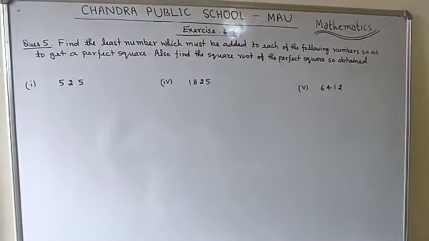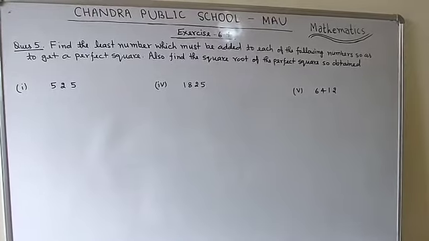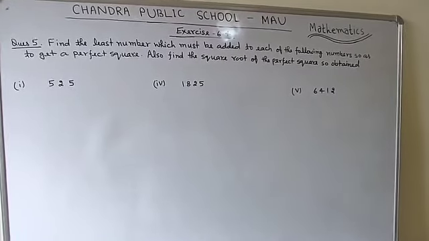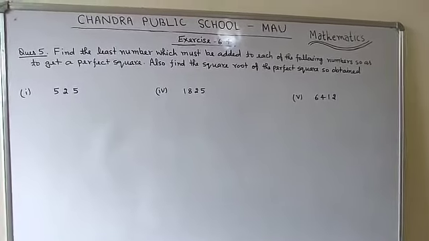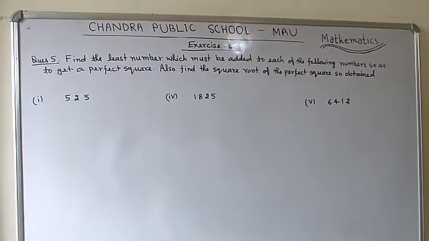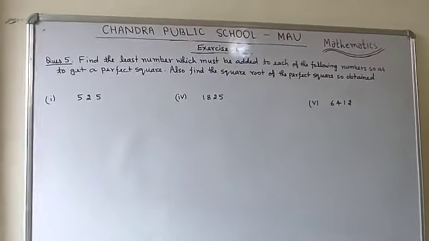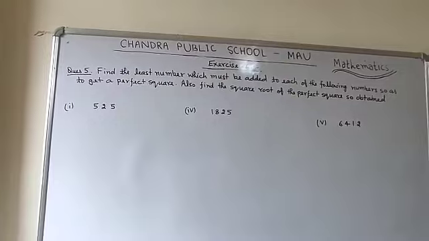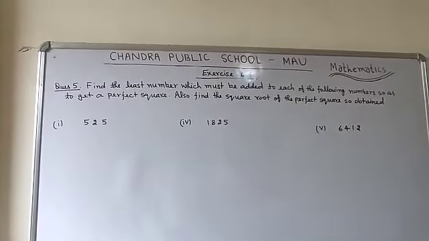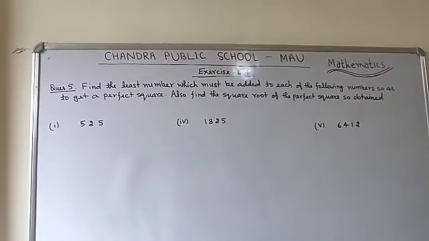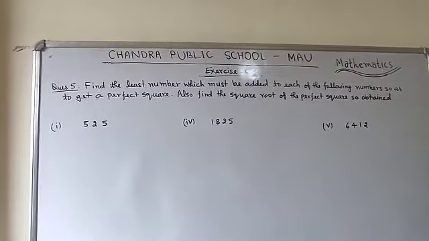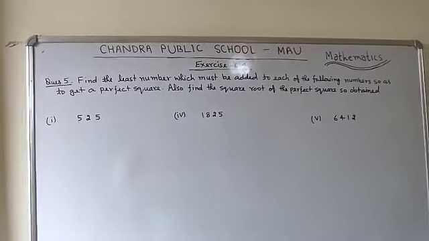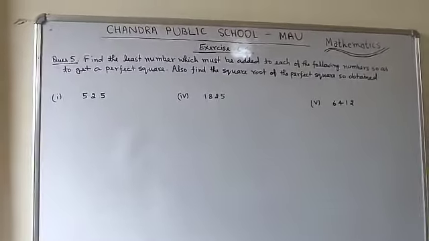So in this question, a total of 5 parts are given. I have written the first, fourth and fifth parts, and the rest of the 2 parts you need to do as homework. In the previous question, question number 4, the question was similar. It was given what must be subtracted, and here it is given what must be added. So here I am going to explain how to find it.